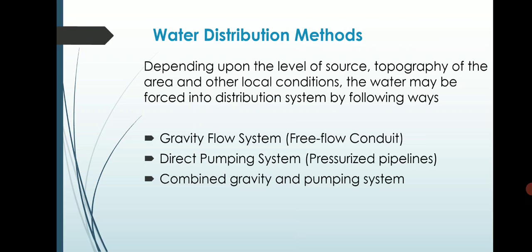Okay, now the water distribution methods. Depending on the level of the source from where water is collected, the topography of the area and local conditions, water may be forced into the distribution system in these three ways. These are actually the three ways by which we distribute the water. These are the gravity flow system, direct pumping system and combined gravity and pumping system.